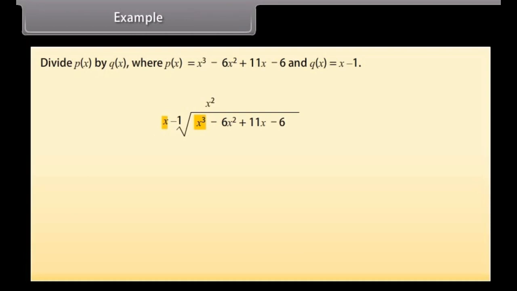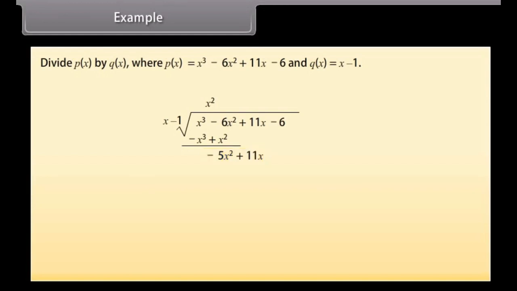of the division bar. Next, you multiply the term that you wrote at the top by the entire divisor. In this case, you multiply x square by x minus 1 to get x cube minus x square, which you then subtract from the polynomial under the division bar. By subtracting, you get rid of the term with the largest exponent to reduce the size of the polynomial. Now we have a new polynomial for which we repeat the second step.